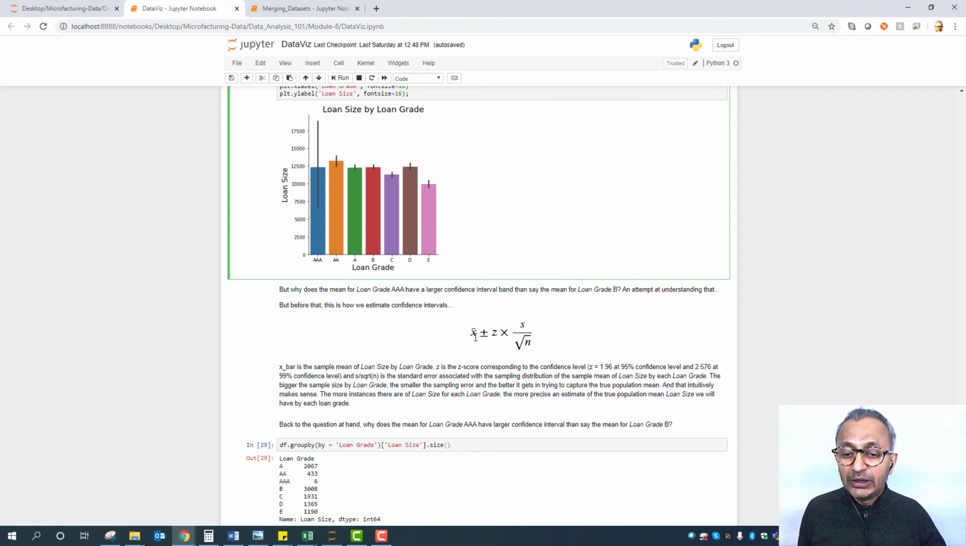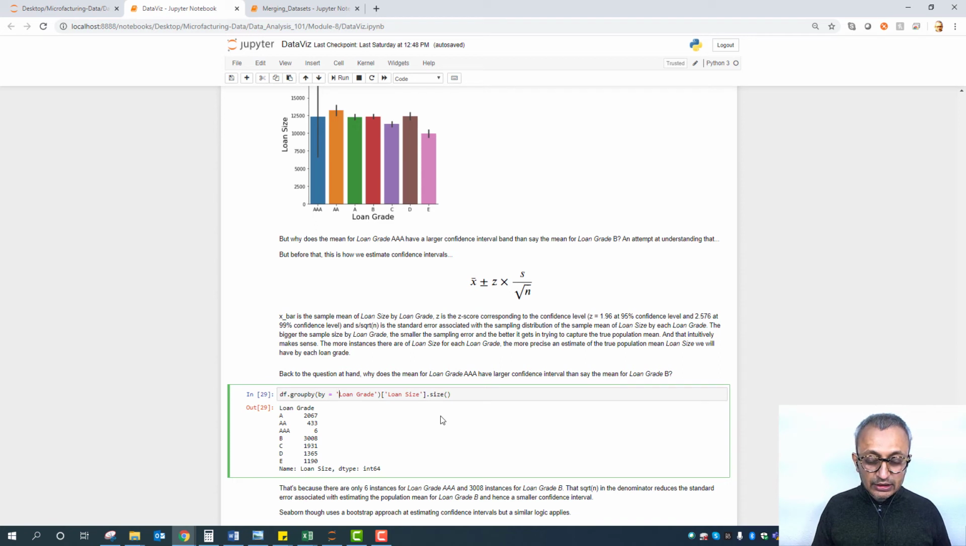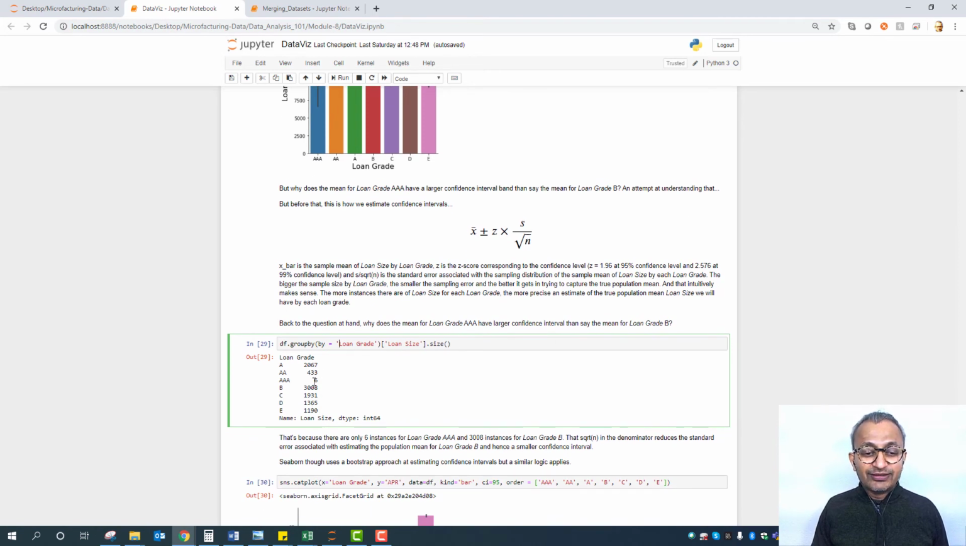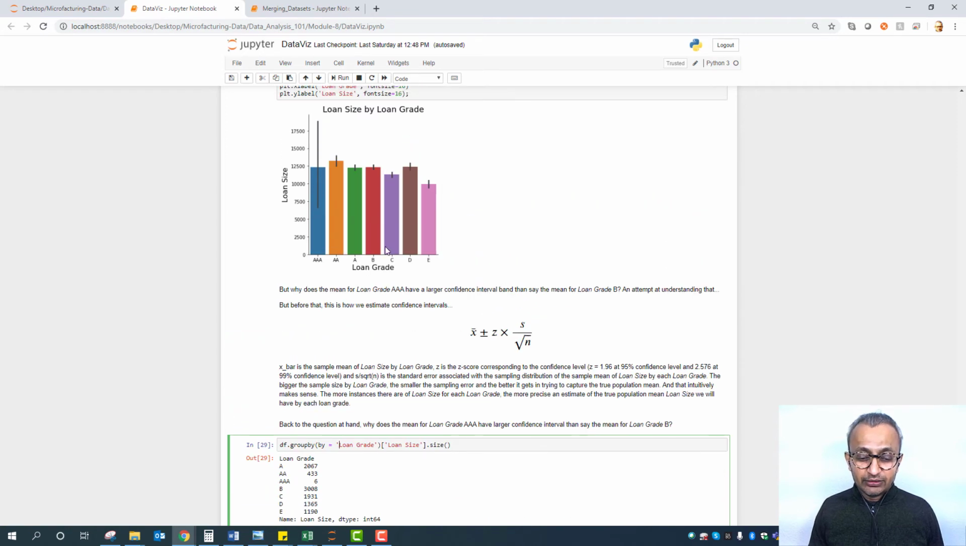So around the sample mean, for 95%, this is 1.96. This term gets smaller as the sample size n gets bigger, right? And that's why you have a smaller band in some cases, because if you were to look at this loan grade entry, you see that AAA has only 6 entries, whereas B has 3,000, right? So with 3,000 entries, this becomes a much smaller term, and that's why you have a smaller band here, right?